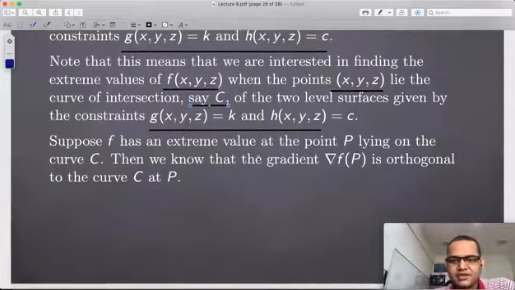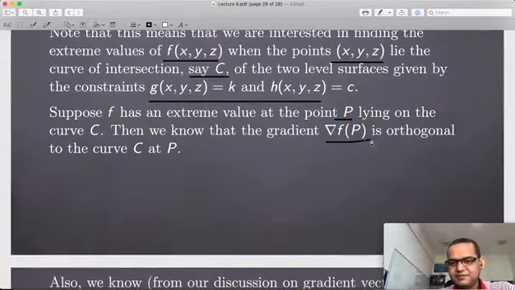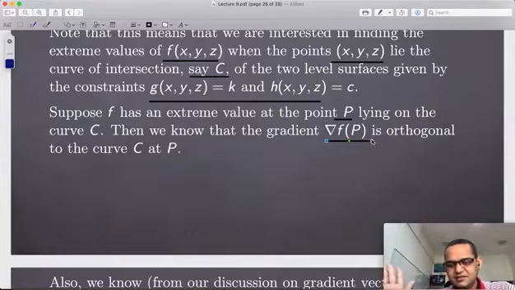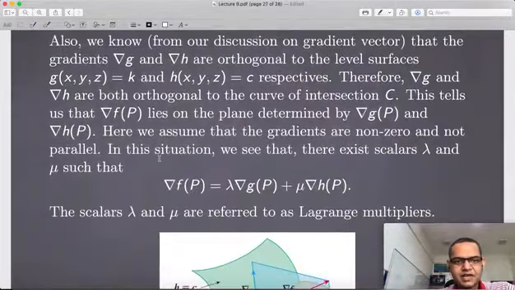Let us see how this becomes a statement in terms of the gradient vectors, because they are the ones which are going to give you the equation. If f has a maximum at some point p, and this point p lies on the curve, then we know that the gradient of f at this point is going to be orthogonal to this curve. This is again from the discussion we had about the gradient of a function. So if I have an extreme value of f at a point, then the gradient vector is going to be orthogonal to the curve at that given point. I have a picture also.